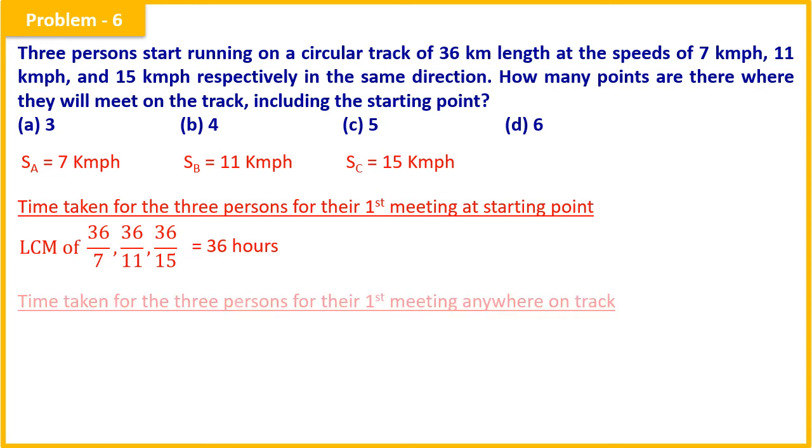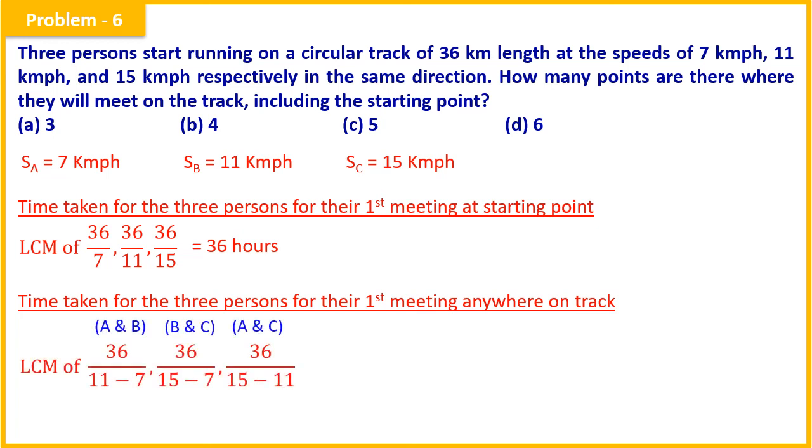The second thing that we will calculate is the time taken for the three persons for their first meeting anywhere on the track. So that is equal to the LCM of the time required by A and B to meet, the time required by B and C to meet, and the time required by A and C to meet. As all the three players are running in the same direction, the relative speed will be the difference of their speeds, as just now we have seen in the previous example. So this comes out to be 9 hours.